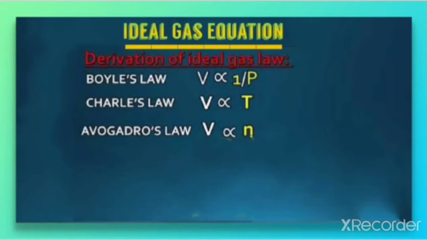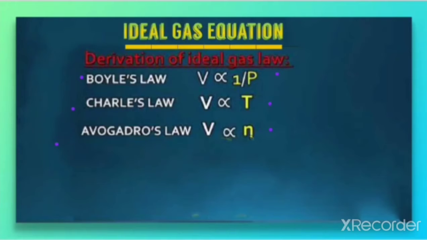that is, the ideal gas law. As we have already learned the gas laws like Boyle's law, Charles' law and Avogadro's law. According to Boyle's law, V has an inverse relation with P. According to Charles' law, V has a direct relation with T. According to Avogadro's law, V has a direct relation with n.